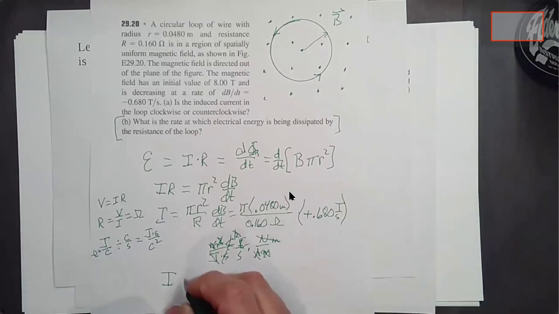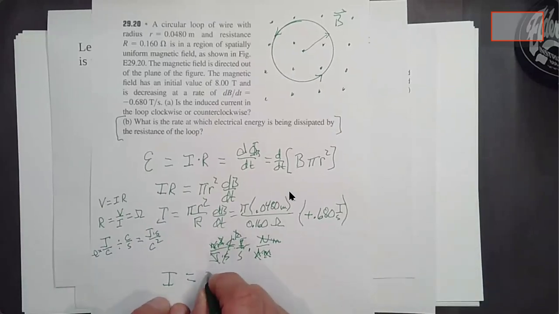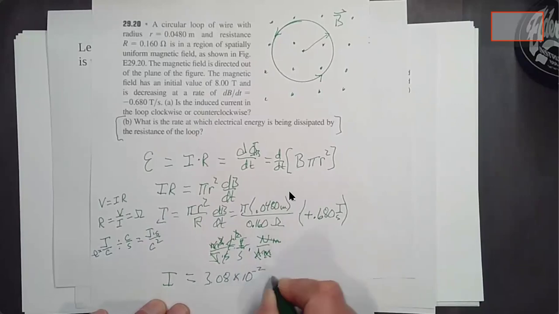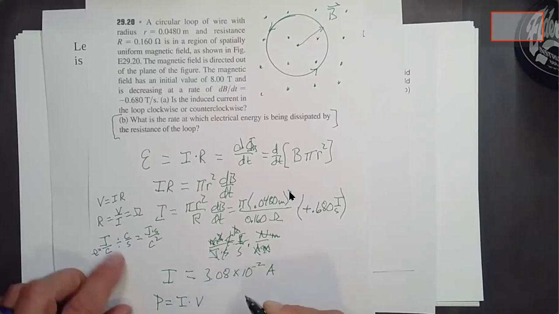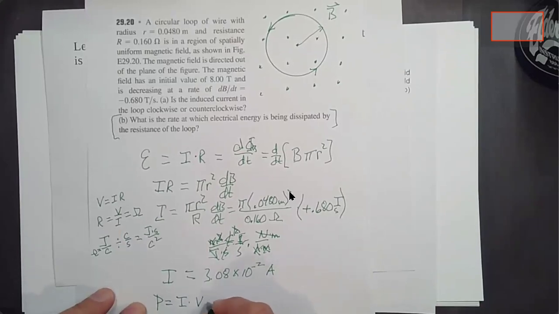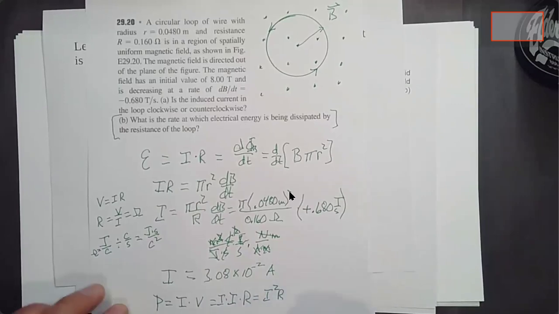Okay, and I would get a current, not a huge current, but I've got 3 sig figs everywhere: 0.8 times 10 to the minus 2 amps. So that's what I happen to have. Now, as far as calculating the power, there's a relation that power is equal to I times V, but in this case, V is equal to I times R. So I'd have I times R, which is just I squared R.